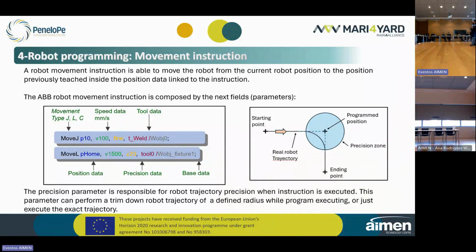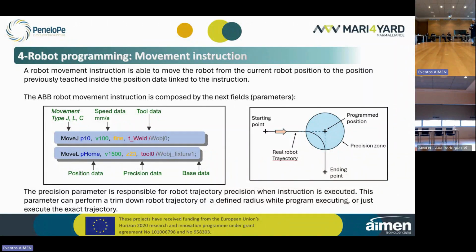In that way, it is X, Y, and Z, and rotations in X, Y, and Z as well, axis of the tool. And of course, if the robot has external axes, this information is also inside of this position data. More parameters on these movement instructions.